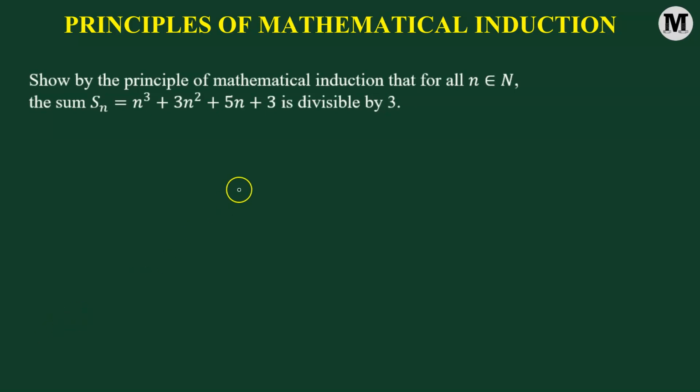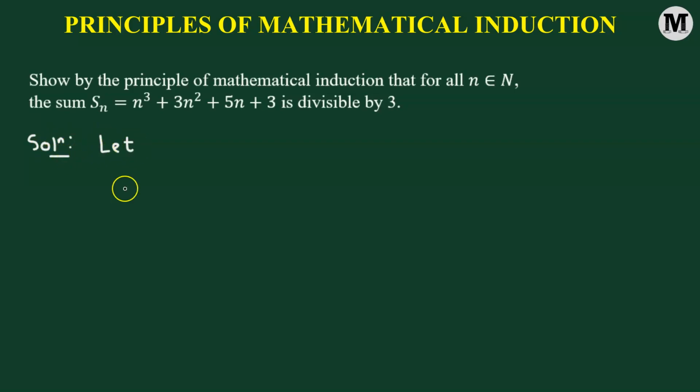Show by the principle of mathematical induction that for all n belonging to the set of natural numbers, the sum S of n equals n cubed plus 3n squared plus 5n plus 3 is divisible by 3. Okay, let us begin. Now here, we're going to name the statement as Pn.